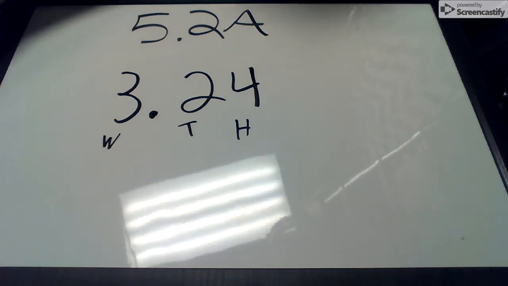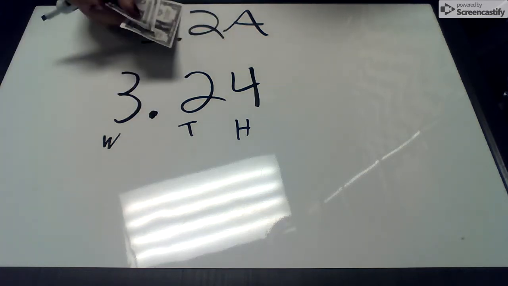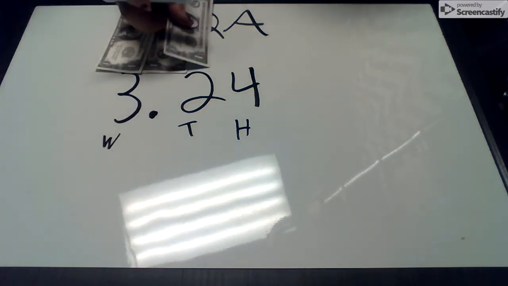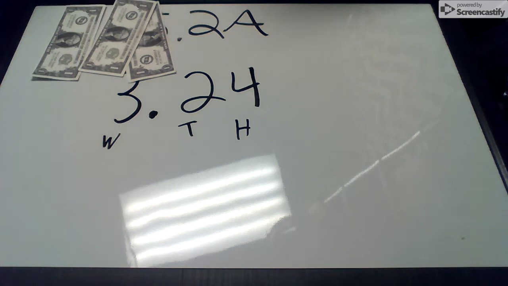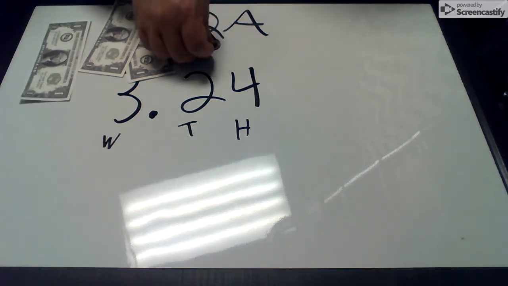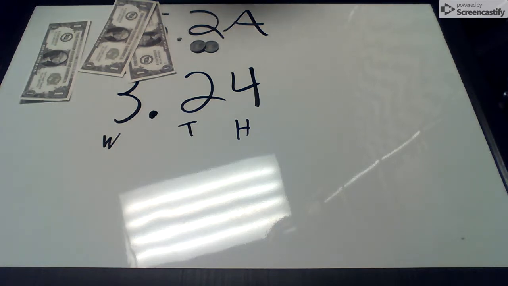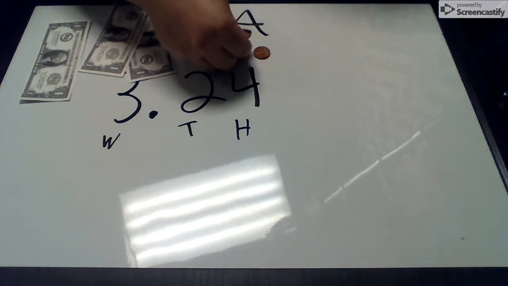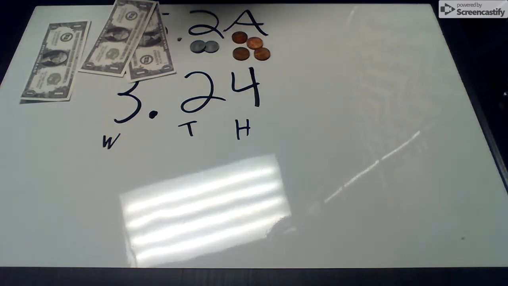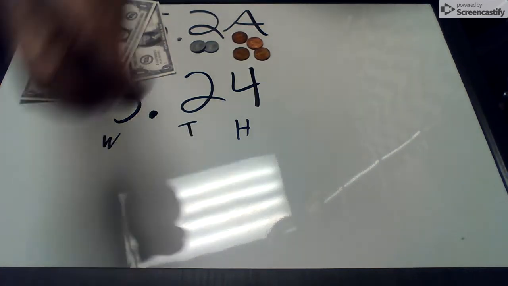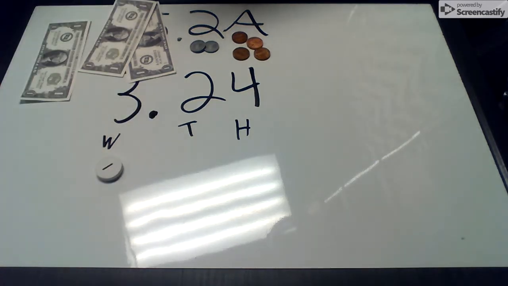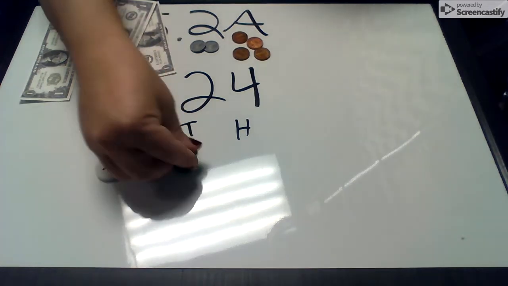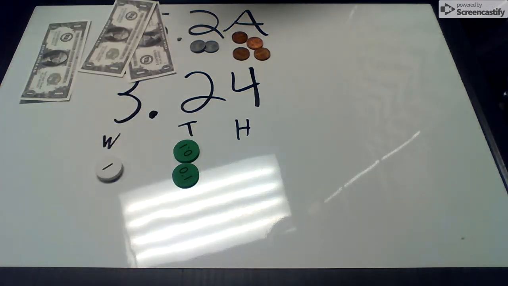If I was to use money to show that, it would be 3 wholes. There are my 3 wholes. 2 tenths. Well, for us, tenths are the same as dimes. And 4 hundredths. So that's another way you can build it. Okay. Another way, if I use place value discs, 1 whole, 2 tenths, and 4 hundredths.